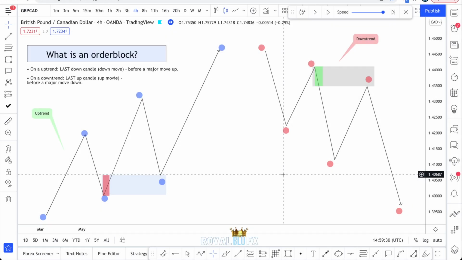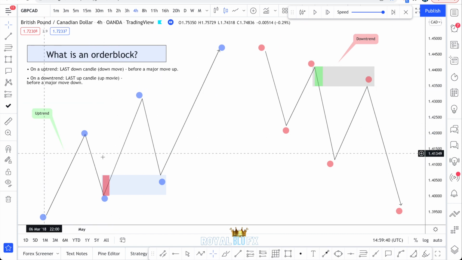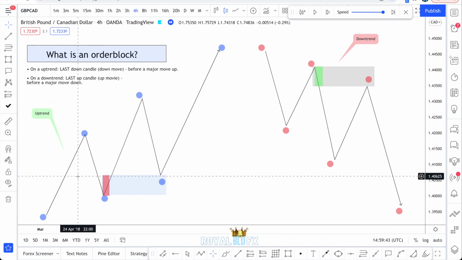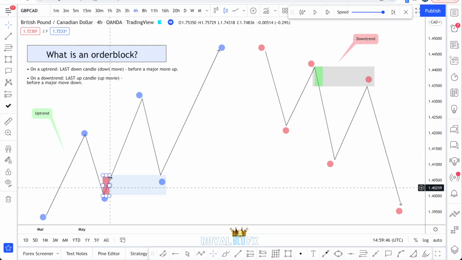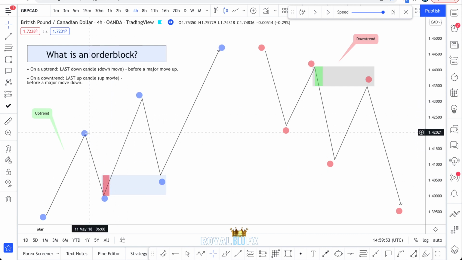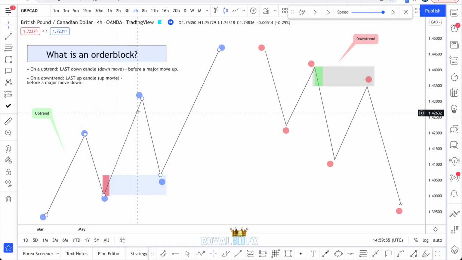Alright, so in this video we're going to talk about what an order block is and how to use it in the market. As you can see over here, we have two diagrams, one an uptrend and one a downtrend. Looking at this uptrend, the way to identify an order block is knowing where your last down candle or down move before the major move up breaks new structure highs.